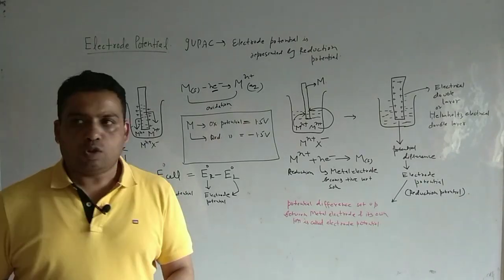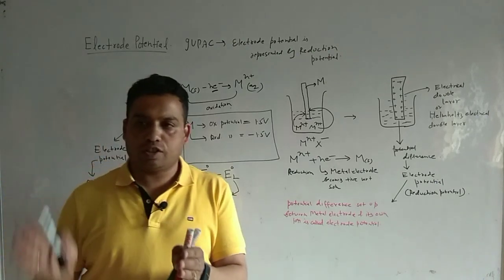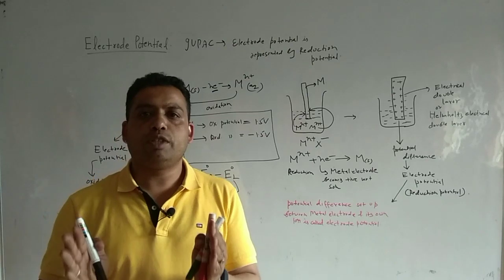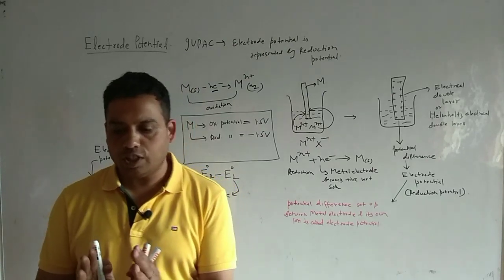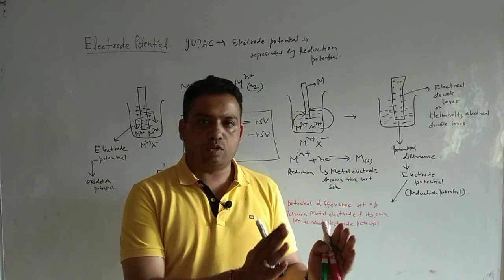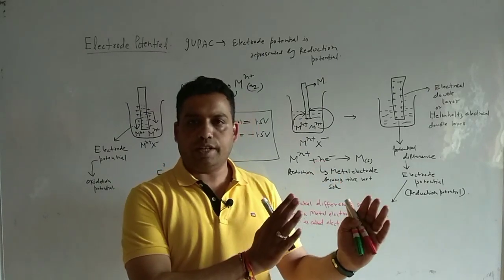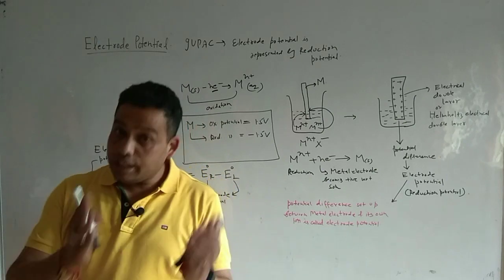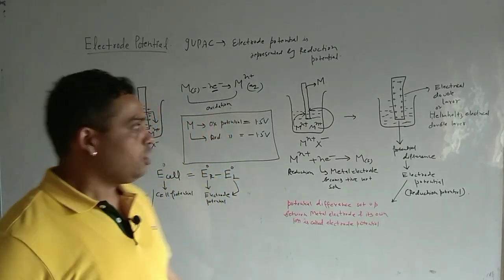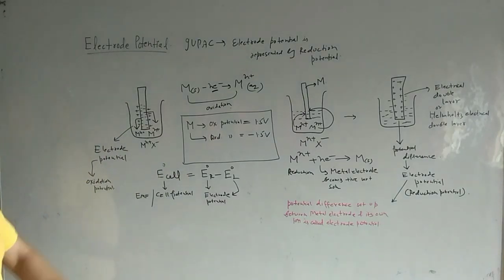To convert oxidation potential into reduction potential, or reduction potential into oxidation potential, you have to simply change the sign. If oxidation potential is positive, then reduction potential with the same magnitude would have the negative sign, right? If your reduction potential is negative, then your oxidation potential would be positive with the same magnitude. So this is the concept of the electrode potential.